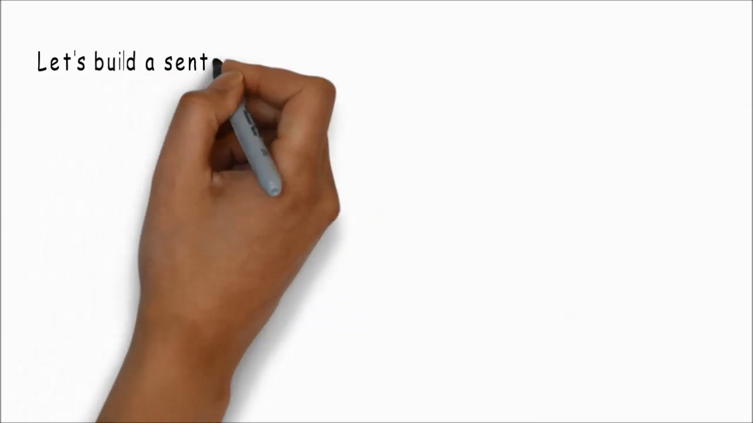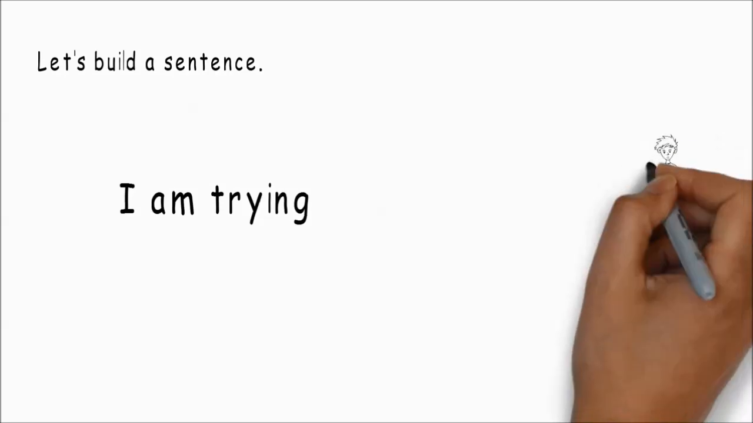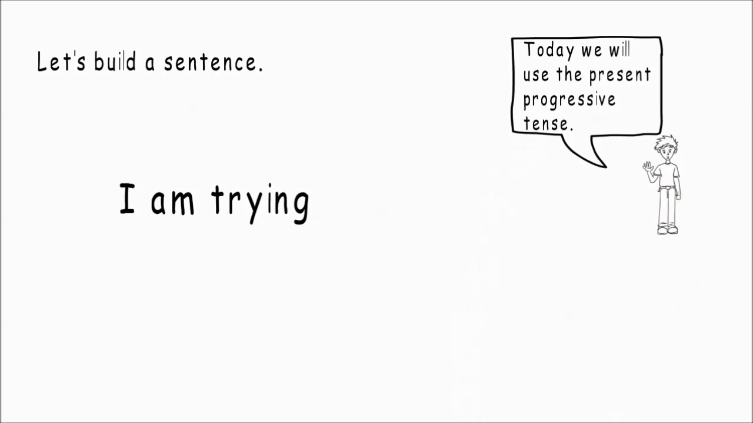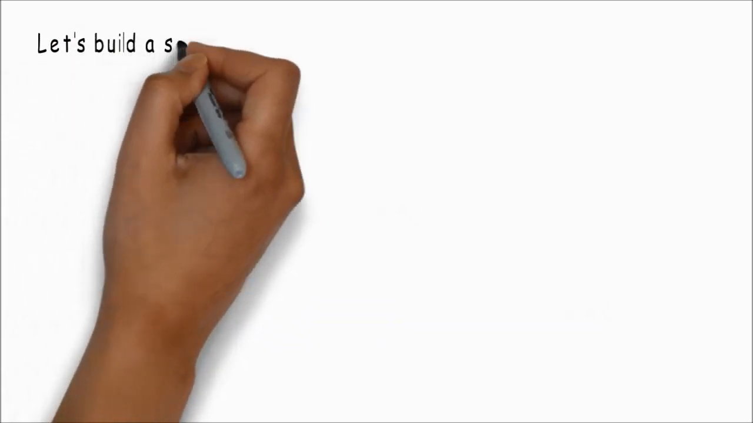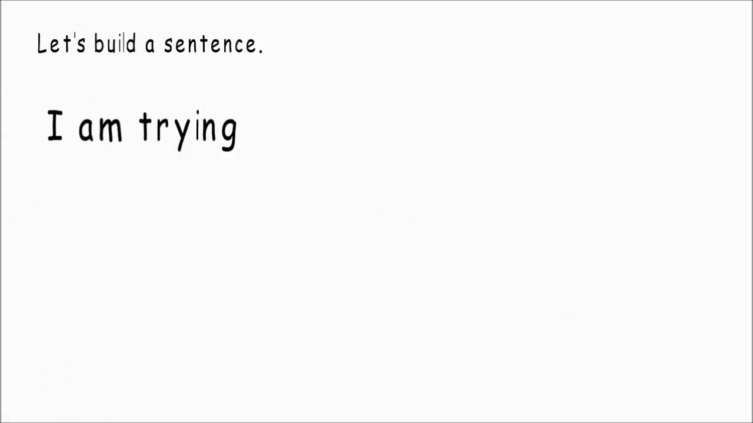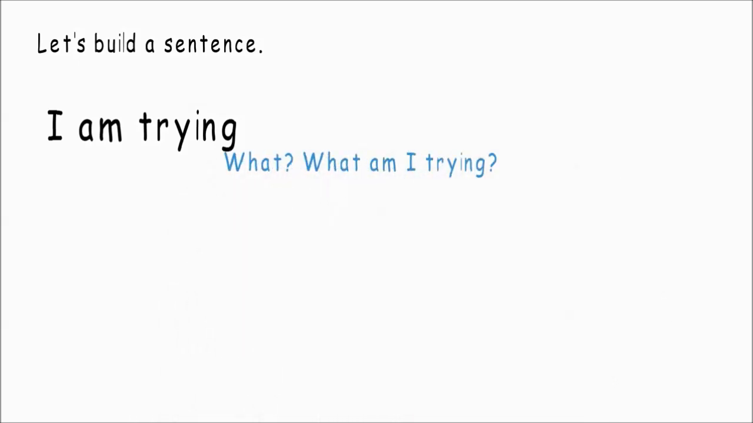Let's build a sentence. I am trying. Today, we will use the present progressive tense. I am trying. What? What am I trying? I am trying to work.